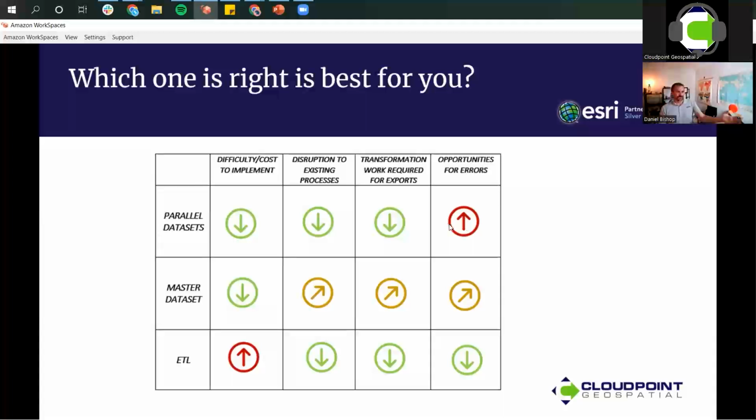Opportunities for errors, we'll just skip over to the far right because I know we're short on time. Opportunities for errors are the highest with parallel data sets because you're having to do both edits twice. Master data sets a little bit less because you have it all in the same table essentially. And then ETL, it's taken care of in the background. So opportunities for errors are lower.